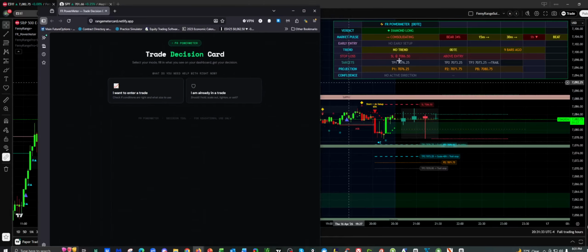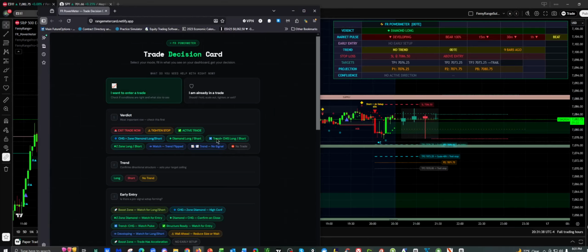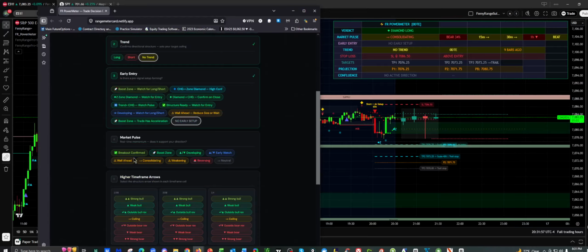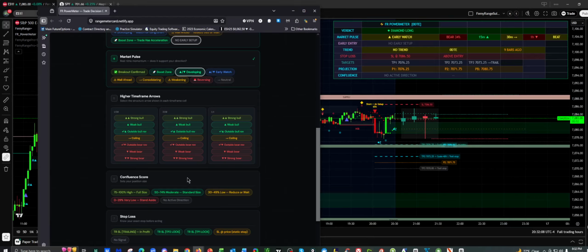So for example, we're looking to take a trade. I want to enter a trade. What is the verdict saying? Diamond green, diamond long. Then what trend is it on? No trend. What is early entry saying? No early entry. What is the market pulse saying? It says consolidating. Now it's gone to developing. So we'll just leave it on developing. Then it says early watch now, but it doesn't matter.